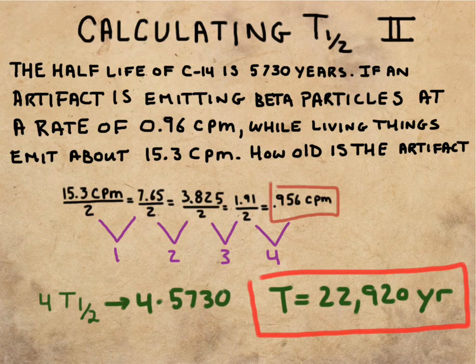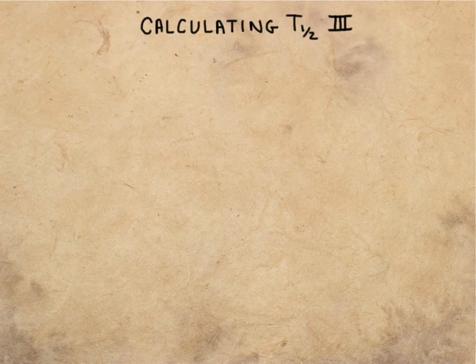All right, so that's kind of archaic and doesn't always work, especially if you've had about 10 half-lives or more go by. Dividing by 2 gets really tedious. So there is an equation that you can use to do this as well. So we'll take a look at that right now.